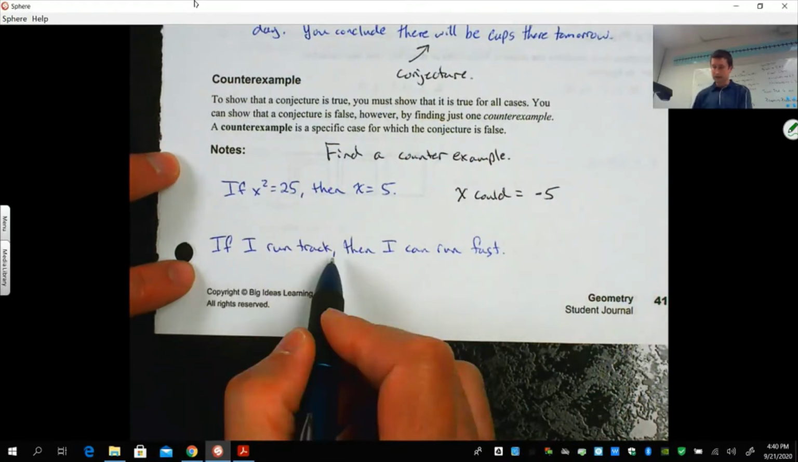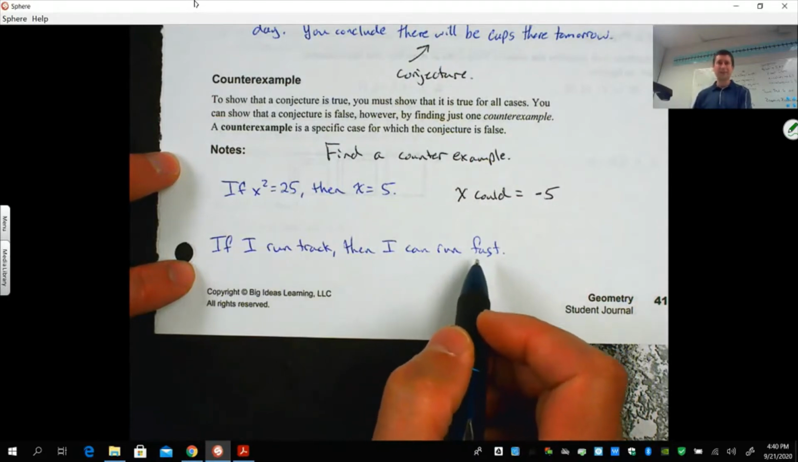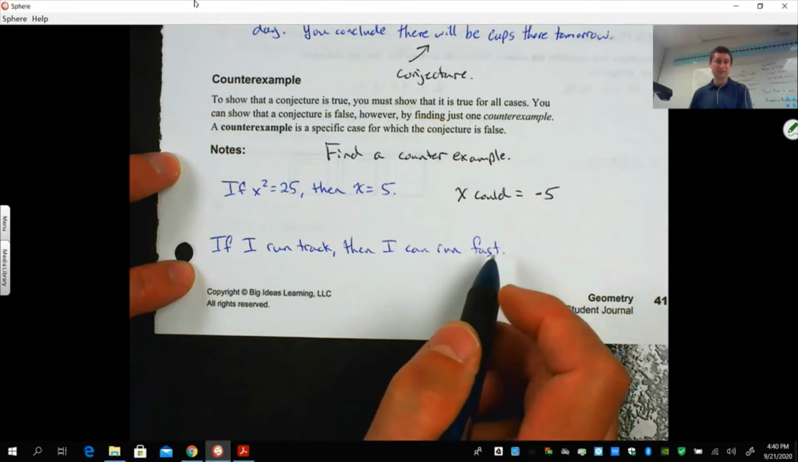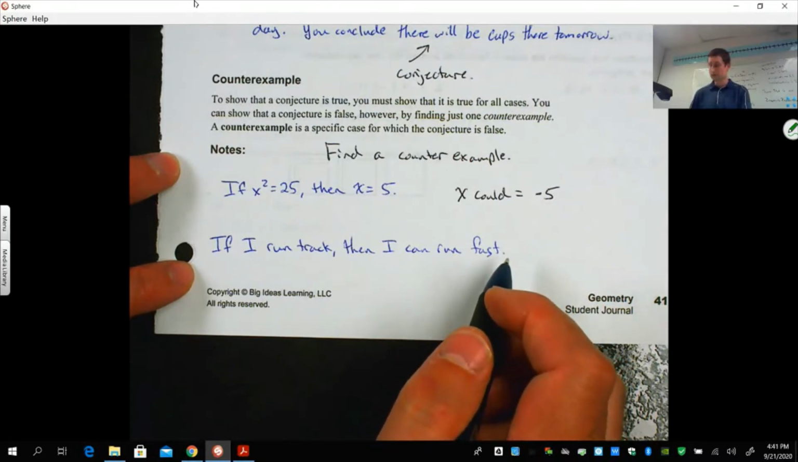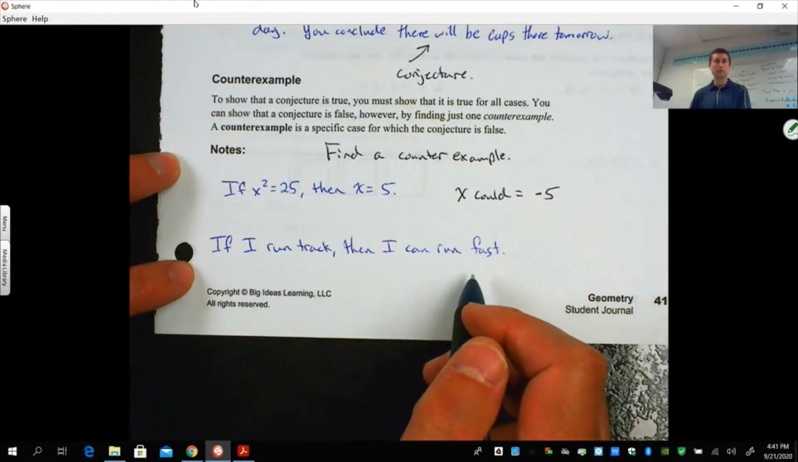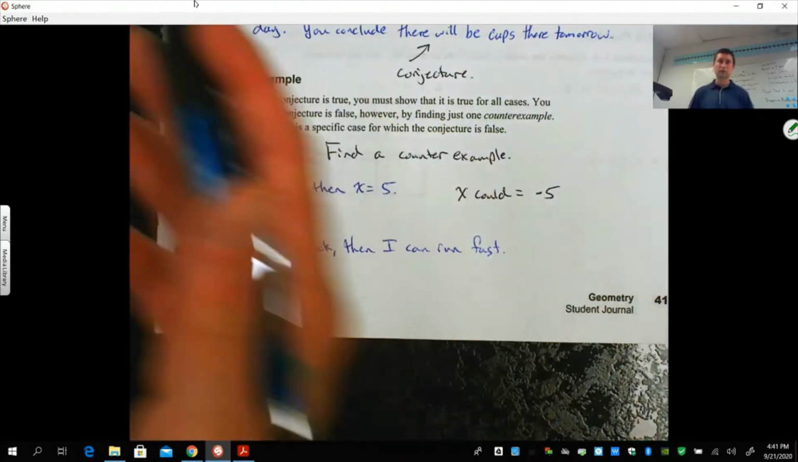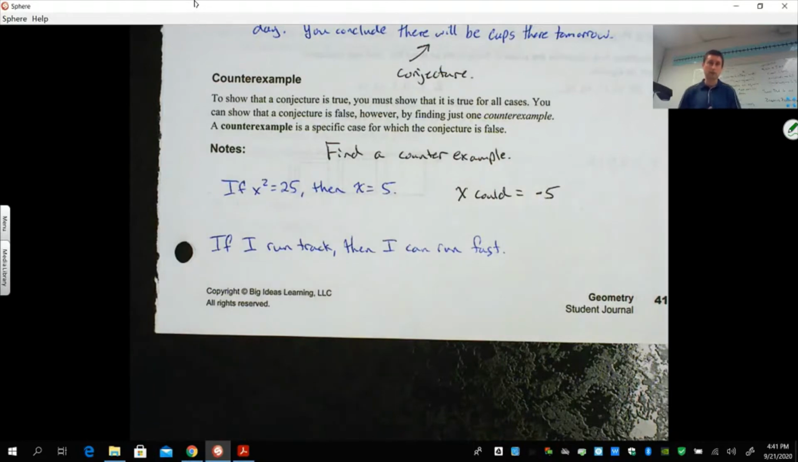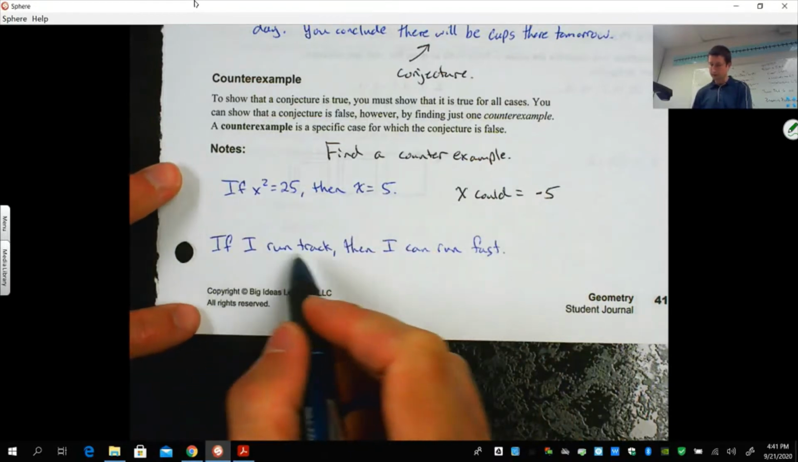If I run track, then I can run fast. Okay, there's lots of counterexamples to that one. Okay, fast is first of all relative. It depends on who else is in the race with you. Second, there are throwers, there are jumpers, there are distance runners, which can run fast, but what's your definition of fast? Is your fast over 400 meters, or 3,200 meters, or 100 meters, or over hurdles?